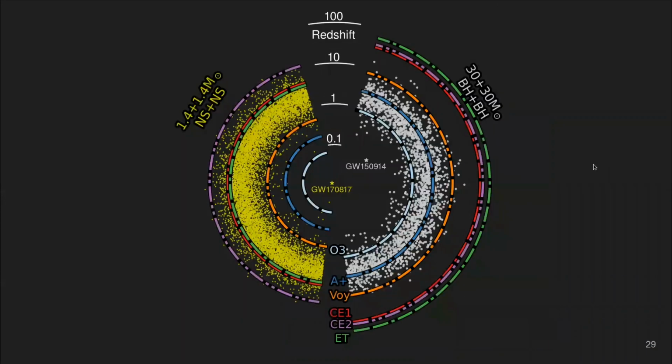The other way that you can make a plot is to show the various populations of neutron stars and black holes as a function of redshift. This plot shows redshift on the radial axis. On the left-hand side, it shows a population of neutron stars. On the right-hand side, it shows a population of 30 solar mass black holes. And then the colored bands show you how far out the various detectors are going to be able to see.